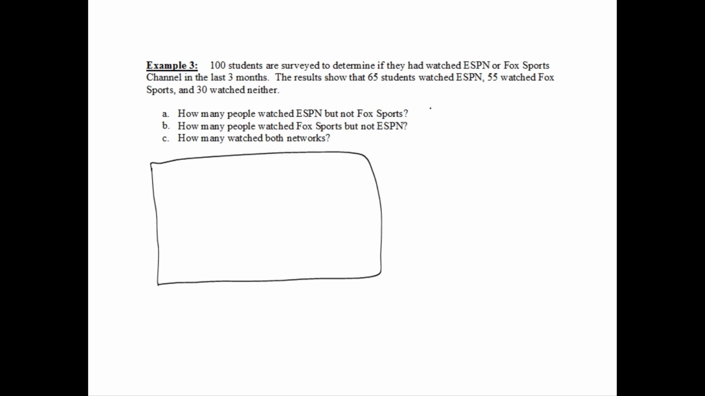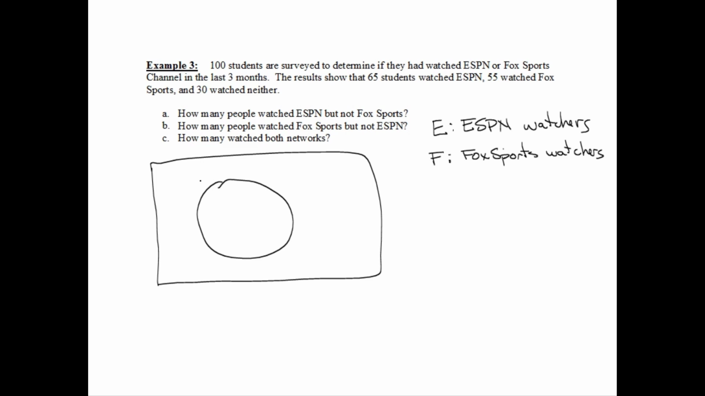Okay, and let's let E represent the people that watched ESPN, and let's let F represent those that watched Fox Sports. And so when I draw my Venn diagram, it'll look like this.